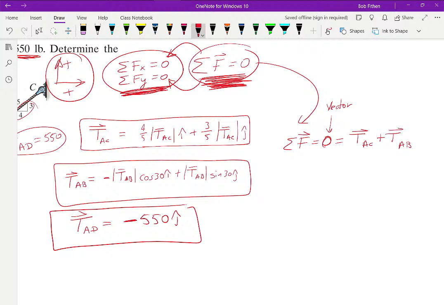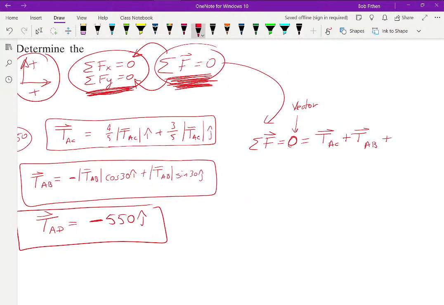TAB, and then TAD. That's it. Just so happens I can look out here and get the x component here, the x component here. There isn't a y there. I mean an x on that last one. Get the y components there. And, sorry, the y component here.